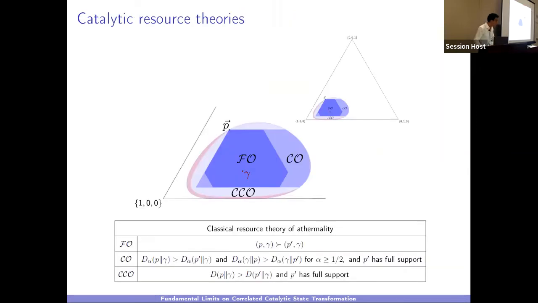I will talk about it later. So here we have an example. Here is the simplex, so the set of all three-dimensional classical states. And here we have an input state P, and the region, the most blue region, is FO, so the set we can achieve with free operations. We can reach more states by allowing a catalyst, but not correlated, and here CO. And then we have CCO, which is still a larger set.